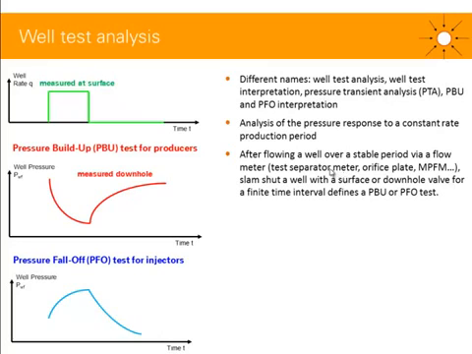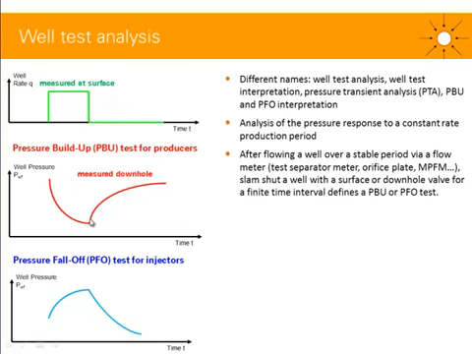Okay, so what is well test analysis? Well, first off, it has different names. It is called well test analysis, well test interpretation, pressure transient analysis, PTA, PBU and PFO interpretation. Basically, we measure the rate at surface under stable production, and we can measure the rate via different methods. For example, with the test separator meter, an orifice plate for the gas, an MPFM, multi-phase flow meter. And then you slam shut the well with a surface or downhole valve for a finite time interval.